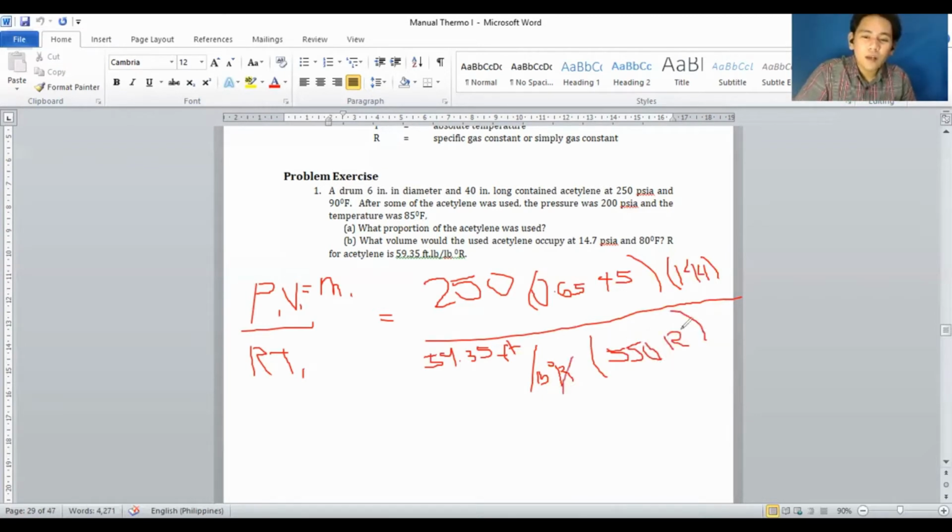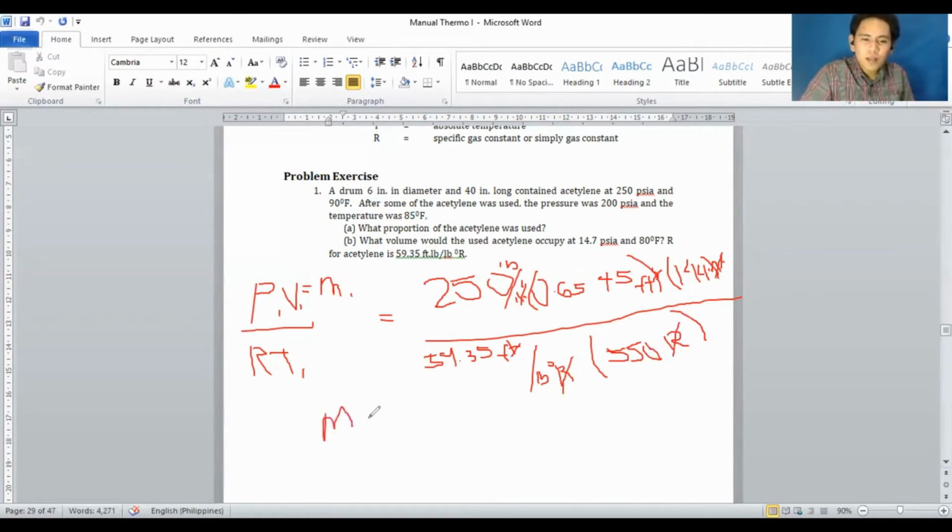So we need to cancel unnecessary units. This is inches squared, so you have to cancel the inches squared here. We have to use pounds. This cancels here. This is cubic feet, so we have to cancel the feet here and the feet here. Then all you have left is pound.